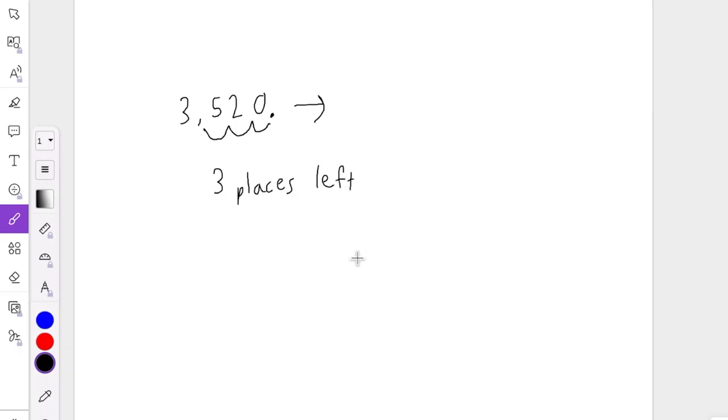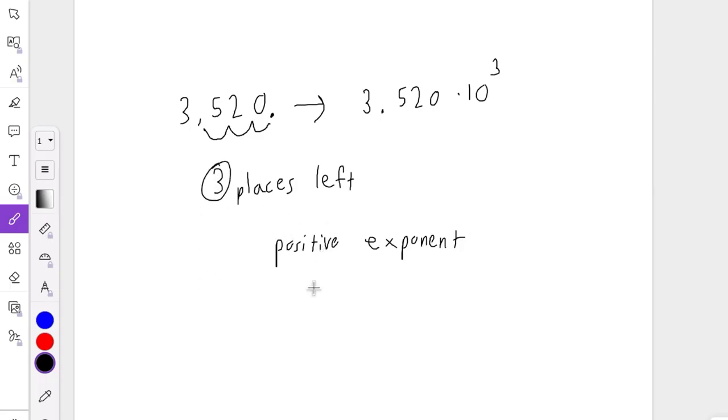And if you're moving it to the left, then that is a positive exponent. Yes, if you move it to the left, it is a positive exponent. If you're moving it to the right, that's a negative exponent. So the answer is going to be 3.520 times 10 to the positive third power. Again, 3 because I moved 3 places to the left.